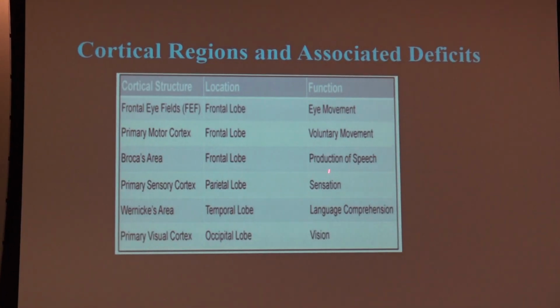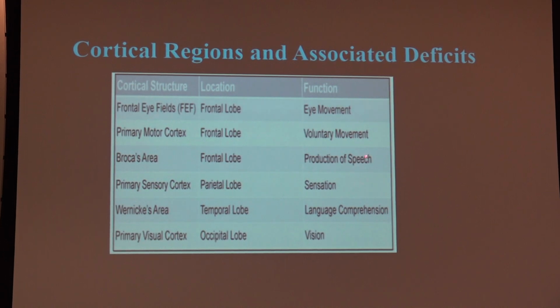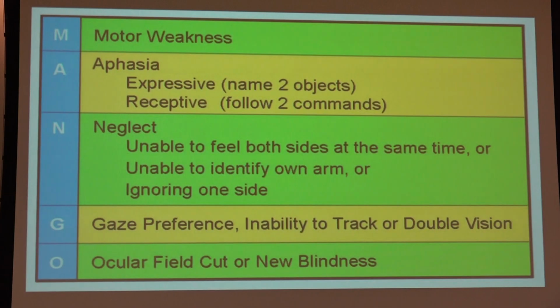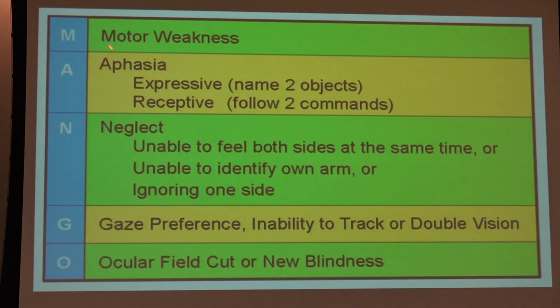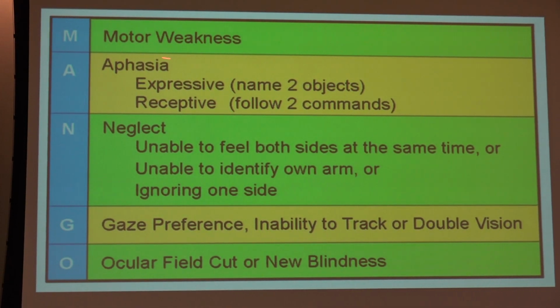So these are the areas we're looking at. We're looking at 6 cortical areas, one of which must be motor weakness, okay? So again, when we assess for MANGO, and we're assessing for large vessel occlusion, you have to have motor weakness and one other cortical distribution: aphasia, neglect, gaze preference, or an optic field cut.